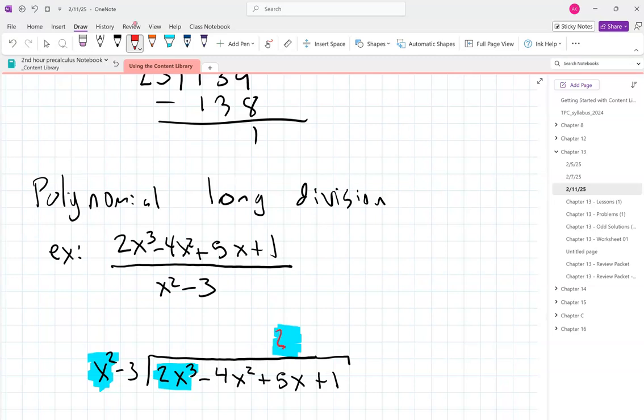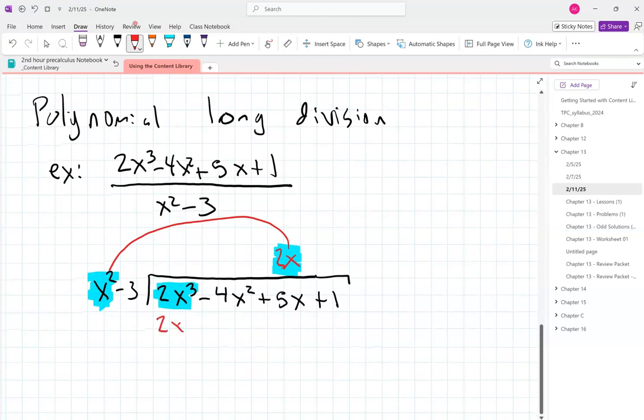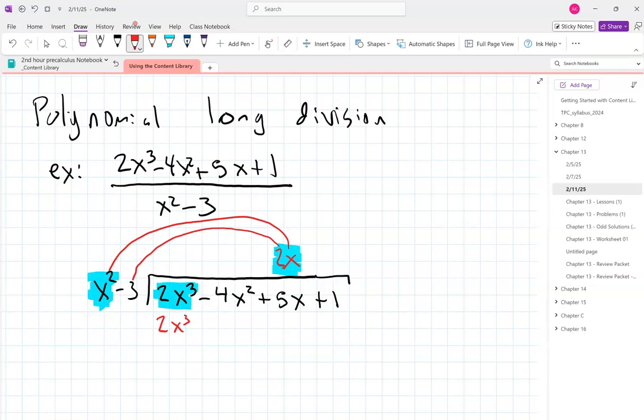Okay, so 2 times x squared will give me 2x squared. That's good. So the 2's are now the same, but the variable part isn't, right? One is x squared, one is x cubed. So let's make that 2x, right? So if I multiply 2x times x squared, I'm going to get 2x cubed. And then the negative 3, the non-leading term, is just along for the ride. So negative 3 times 2x is negative 6x. And then I'm going to subtract down.